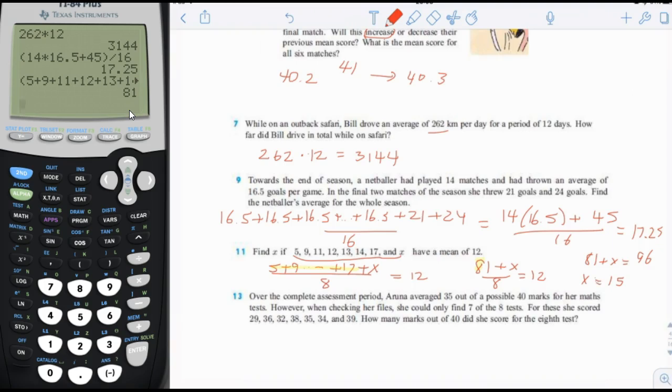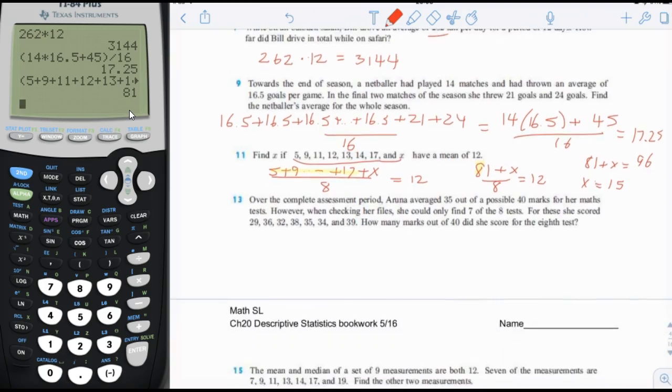All right, last one. Over the complete assessment period, Aruna averaged 35 out of 40 for her math test. However, when checking her files, she could only find 7 of the 8 tests. For these, she scored the marks listed. How many marks out of 40 did she score for the 8th test?